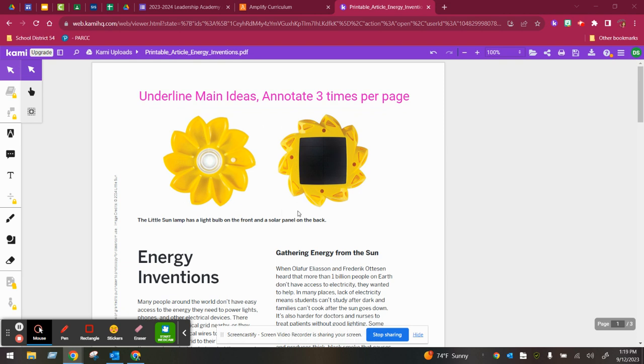This picture here is a plastic toy. The little sun lamp has a light bulb on the front and a solar panel on the back. As we read through this, we're going to learn how this toy uses sunlight to turn a light on.